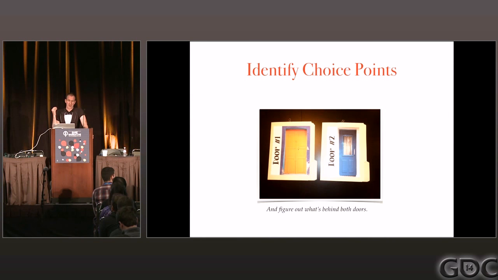You may be simplifying actions, but you want to keep the elements of choice strong in your game, or else the player is not going to be doing anything in this narrative prototype. Identify your most important choice points and figure out what's behind either door.